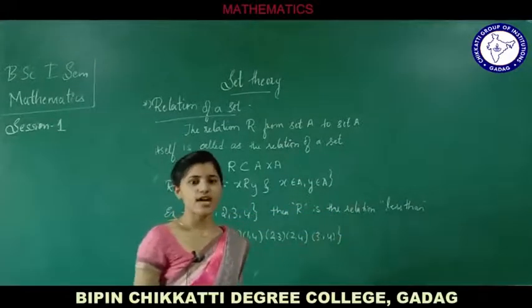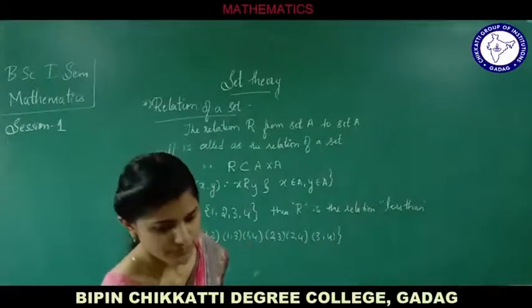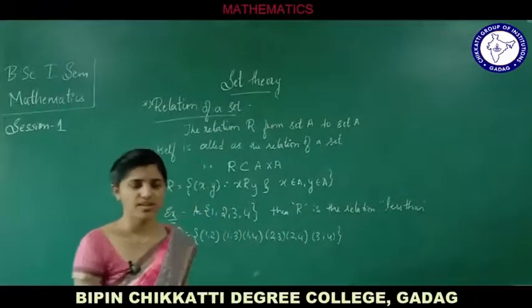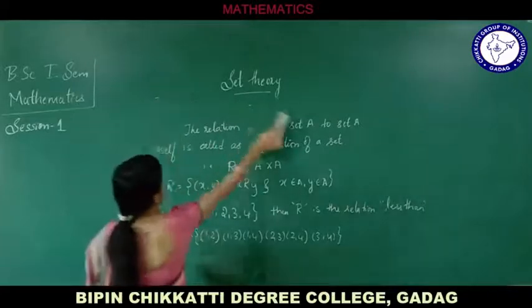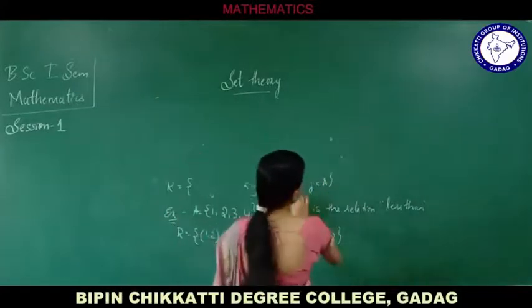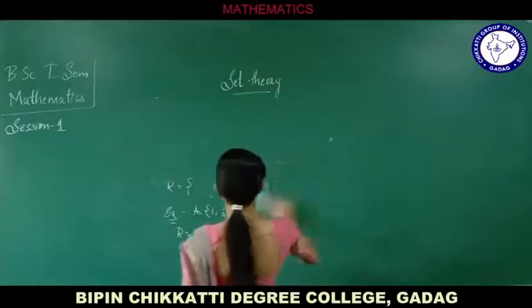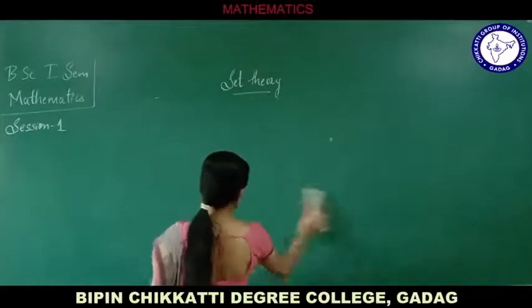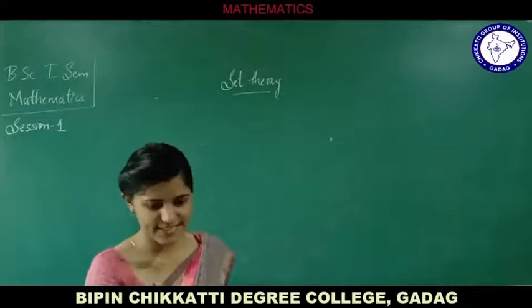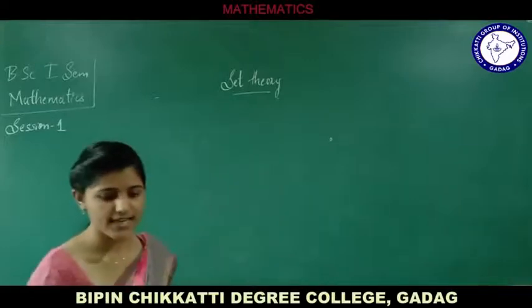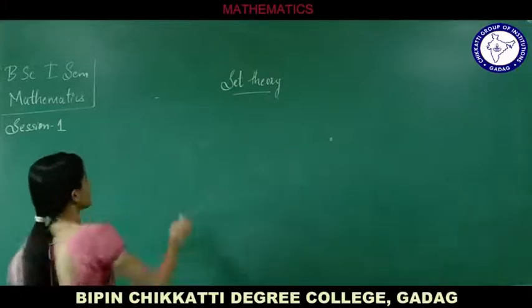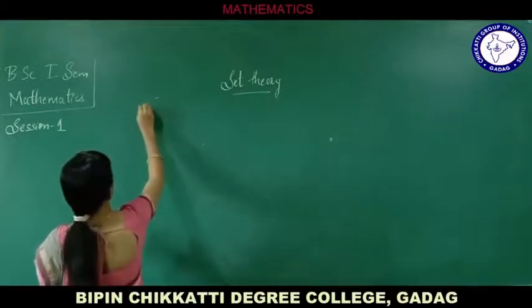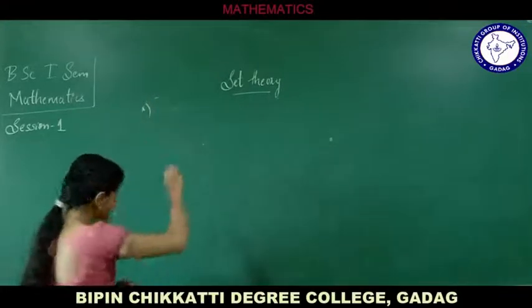Next, we are going to study about identity relation. First let us know what an identity relation is. The relation on a set A is the set of all ordered pairs. It is the identity relation.